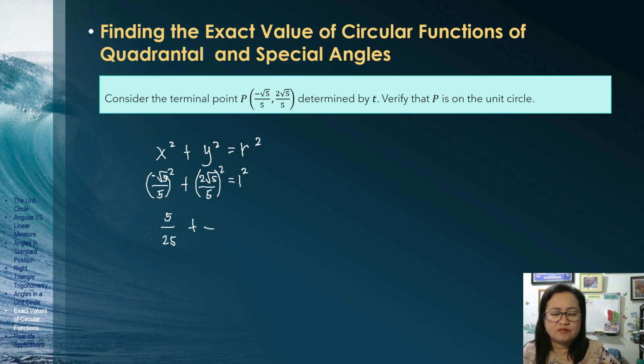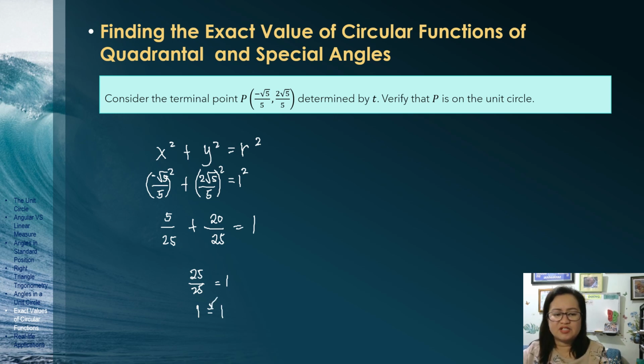Here we will have 4 times 5, 20. Then 5 squared is 25. So we have 1. Add 5. Since we have a similar fraction, we can just add the numerator. So we will have 25 over 25. That is simply equal to 1.